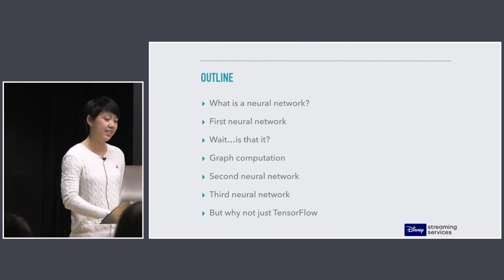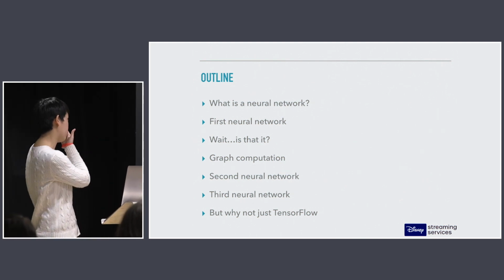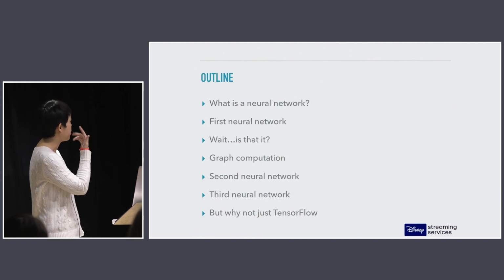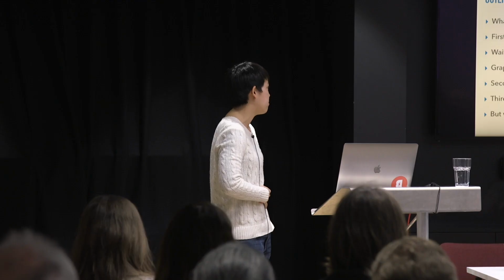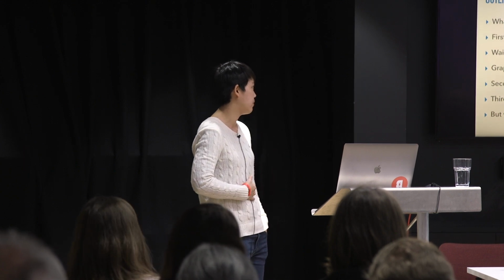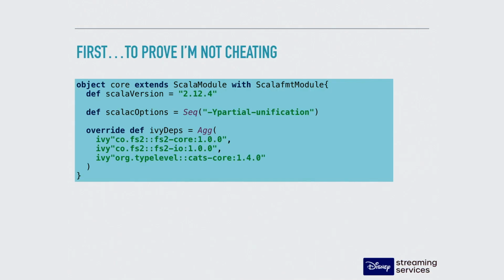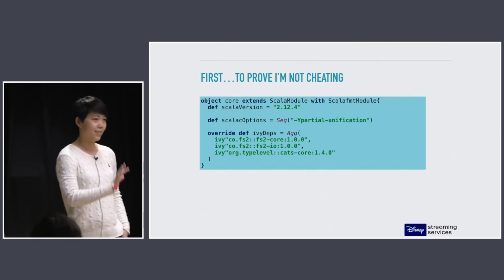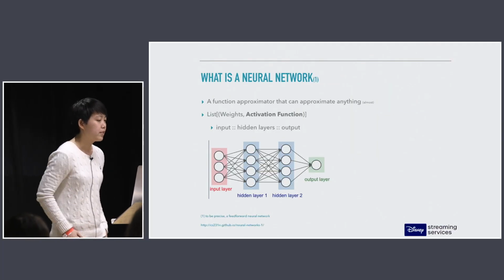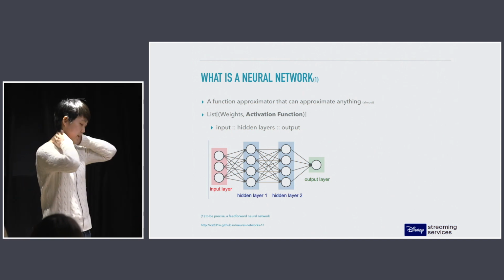So let's start. This is the outline. I will briefly go through what a neural network is. There are three neural networks that I will be demonstrating. And in the end, what I'm most personally passionate about: why bother? Why bother using Scala at all when you have TensorFlow and everything? First of all, to prove I'm not cheating, I'm only using FS2 and Cats Core. No other libraries.